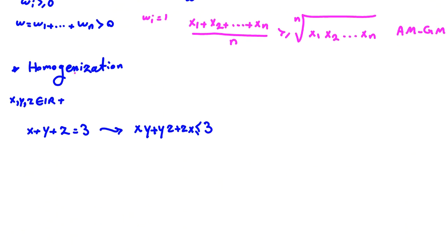The next idea, homogenization, is what? For example, suppose x, y, z are positive real numbers and x plus y plus z equals 3. We want to prove this. Homogenization is a technique. It's what? It's only one example.